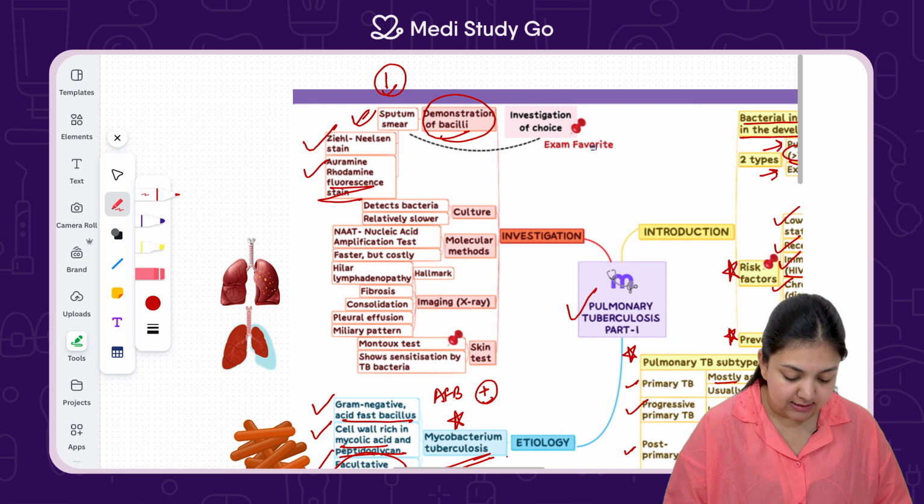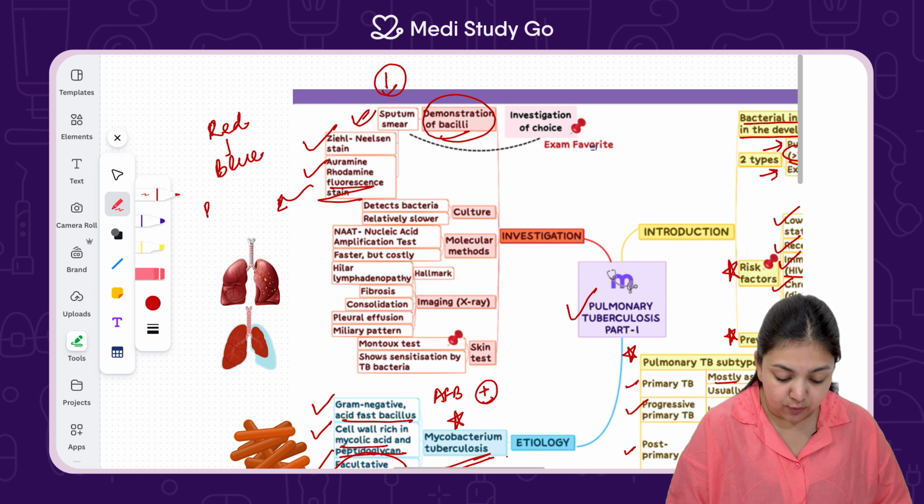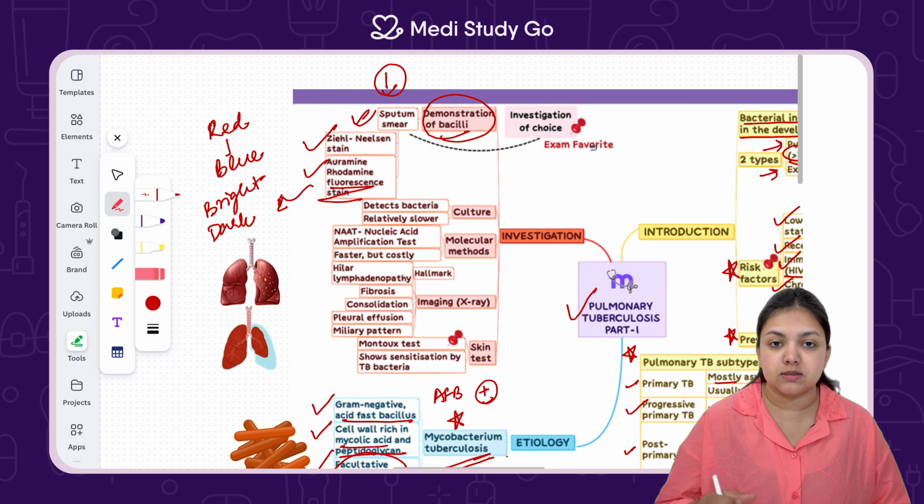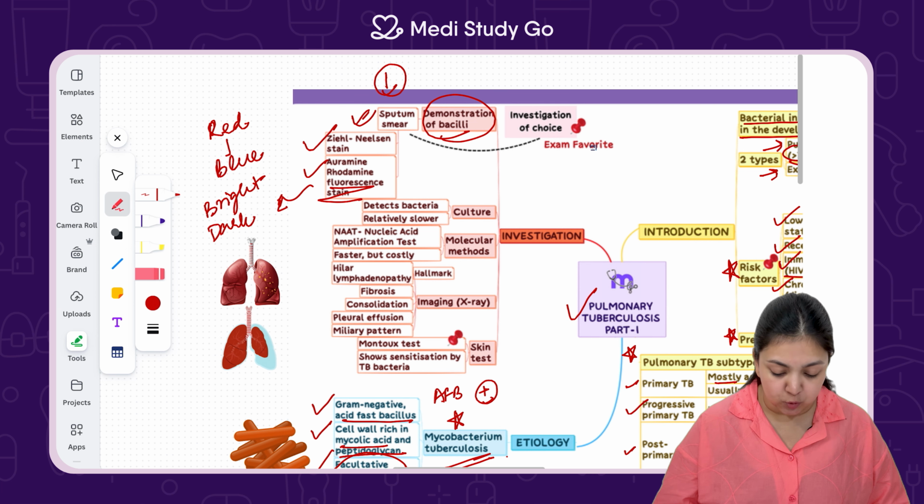So, Ziehl-Neelsen Stain shows red-colored bacteria on a blue-colored background, whereas Auramine Rhodamine shows bright-colored bacteria on a dark background, as if some fluorescence is happening. So, these two tests can be used for the demonstration of bacilli being present in the patient's sputum.